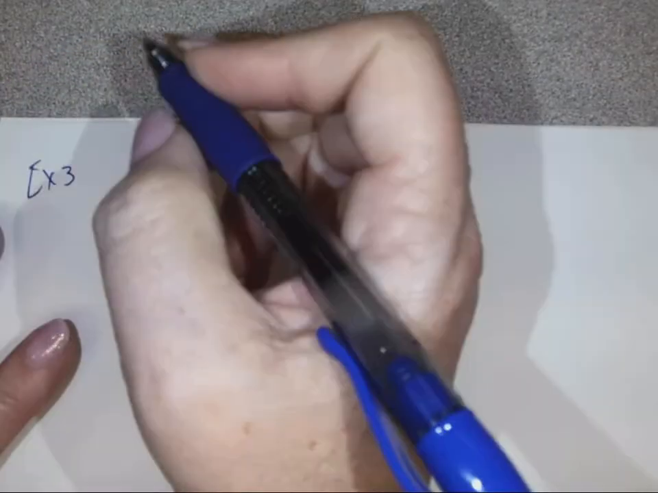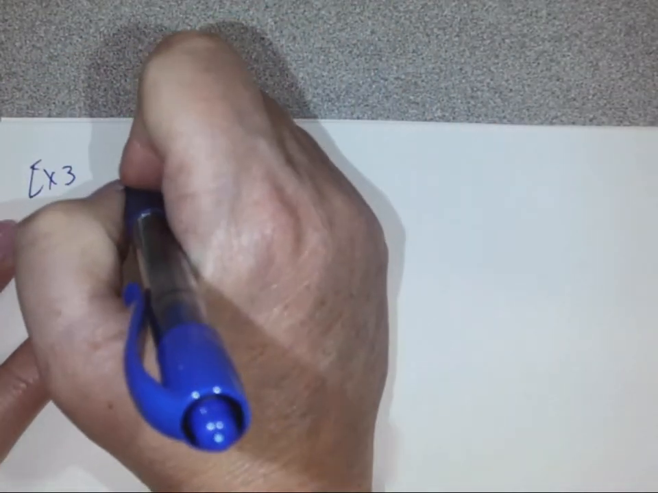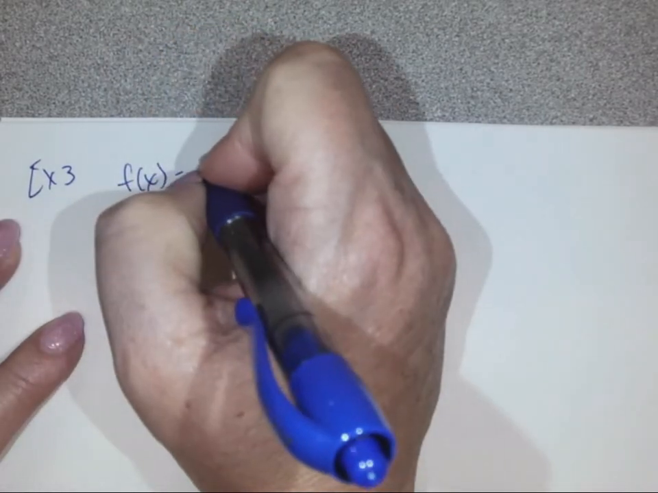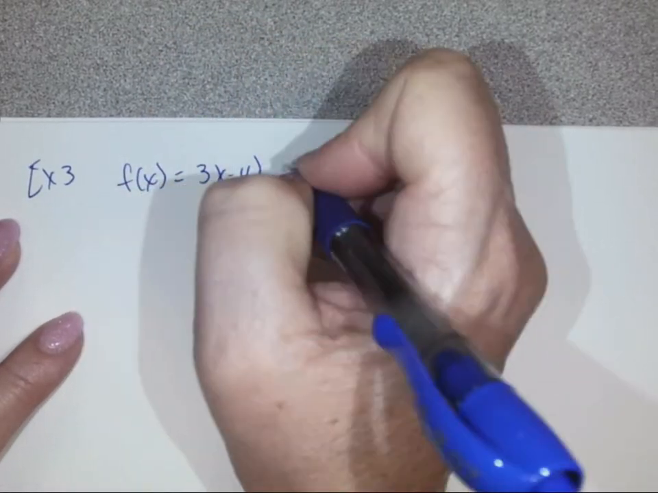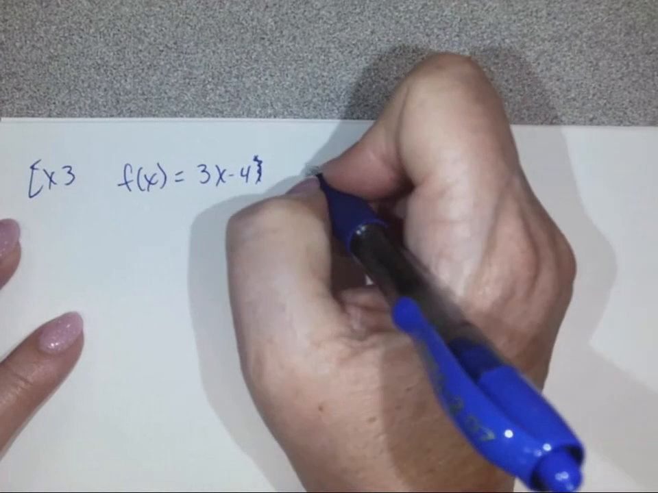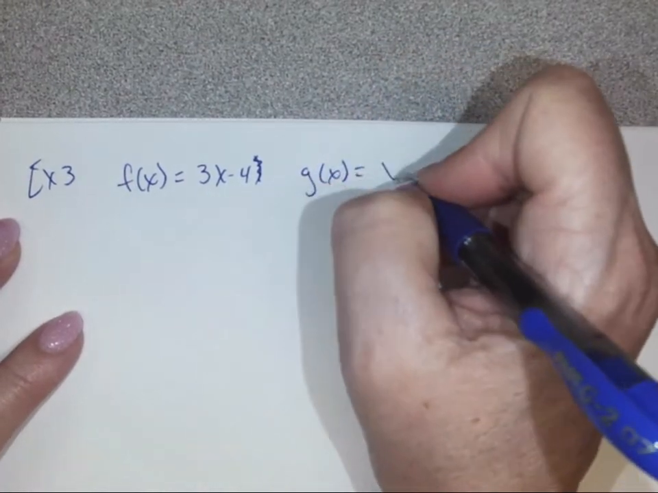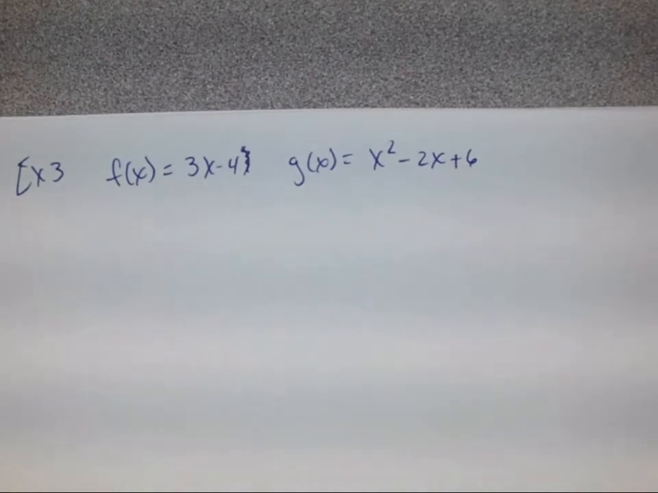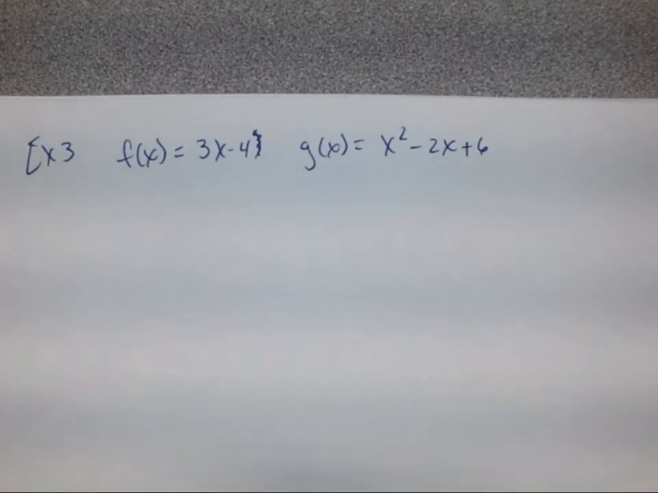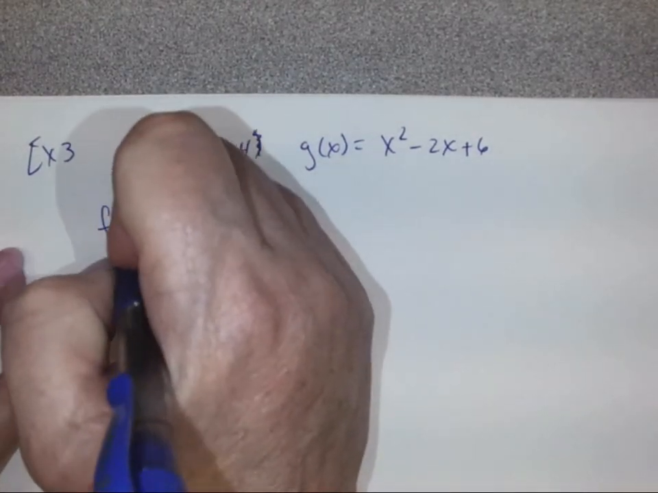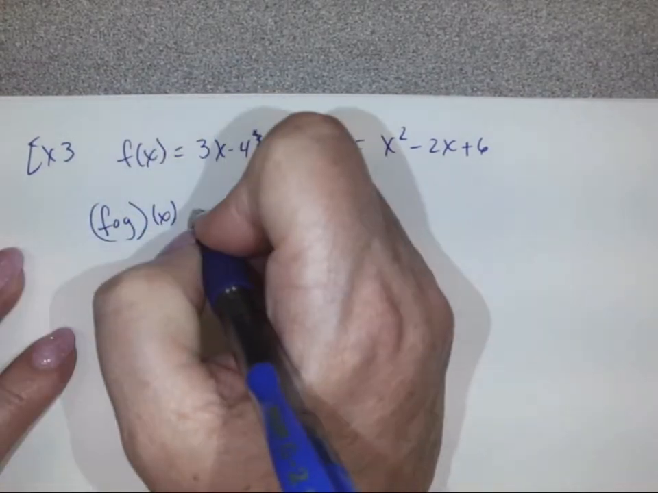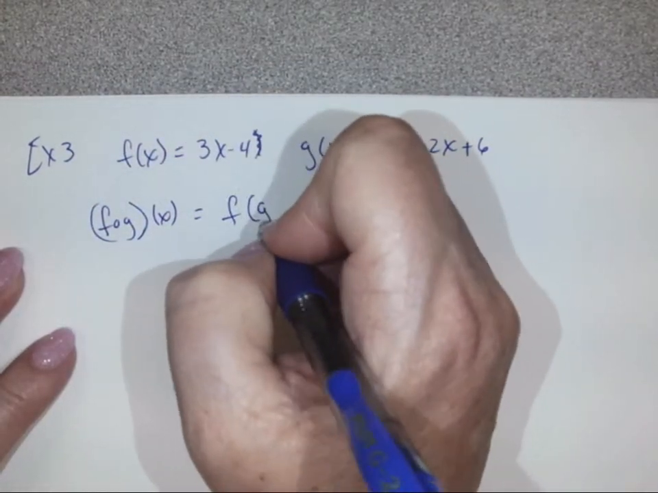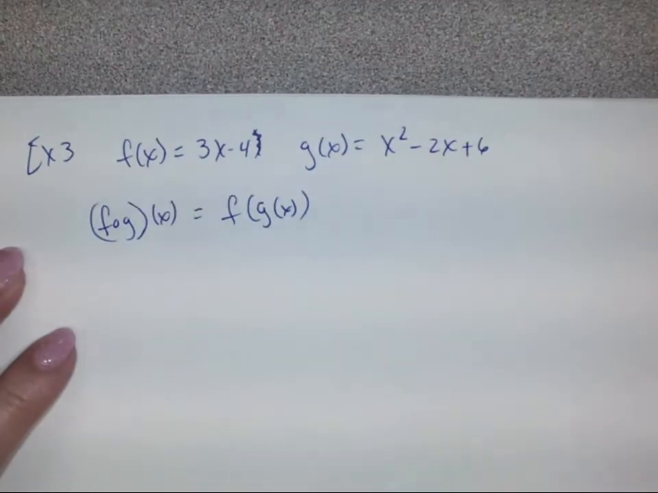And we're looking at example 3. We are looking at f of x is equal to 3x minus 4, and g of x is equal to x squared minus 2x plus 6. Got ahead of myself with parentheses, sorry about that. So if we're looking at f of g of x, this is f of g of x.